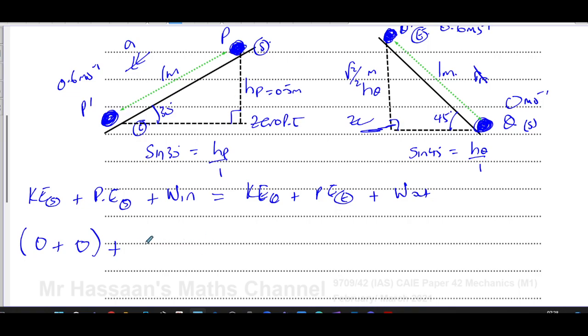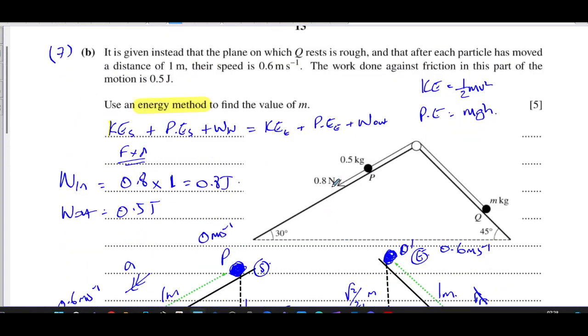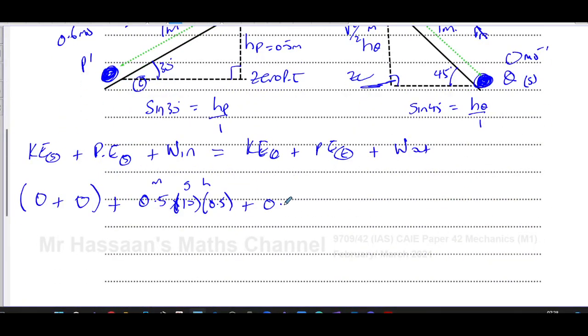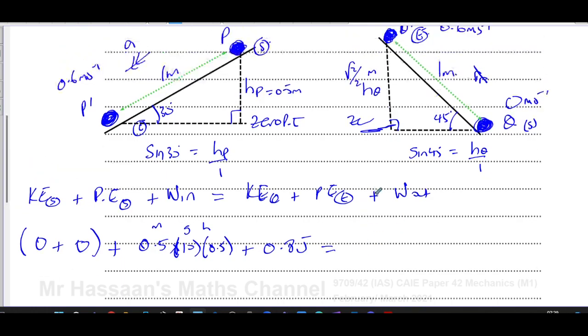You have m, which is its mass, which was 0.5, times g, which is 10, times h, which is 0.5. mgh, plus the work in. Now, the work in is basically the pulling force. That's the work in, which is 0.8 joules, as we discussed. So that's 0.8. Okay, and that's equal to the work out, which is the kinetic energy.